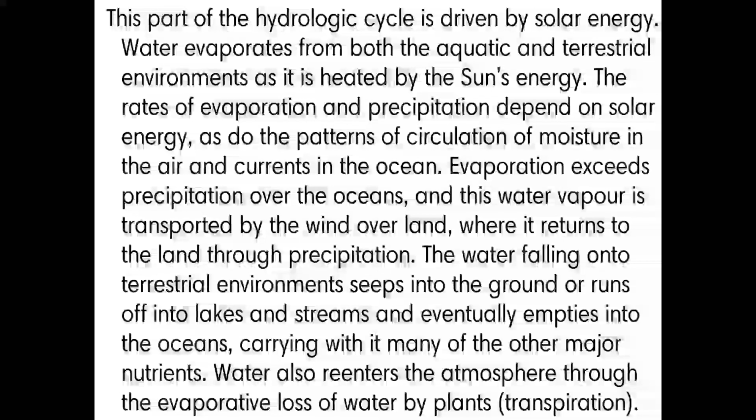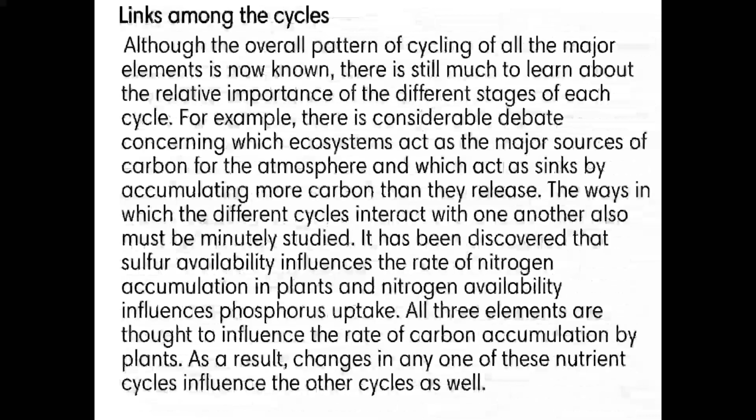Evaporation exceeds precipitation over the ocean, and this water vapor is transported by the wind over land, where it returns to the land through precipitation. The water falling onto the terrestrial environment seeps into the ground or runs off into lakes and streams and eventually empties into the ocean, carrying with it many of the other major nutrients. Water also re-enters the atmosphere through the evaporative loss of water by plants, transpiration.